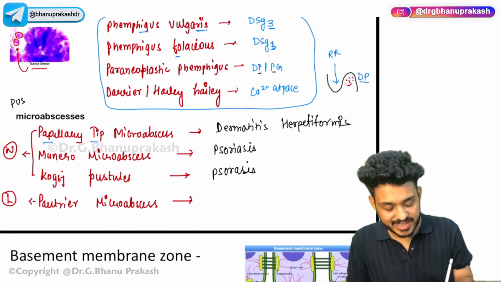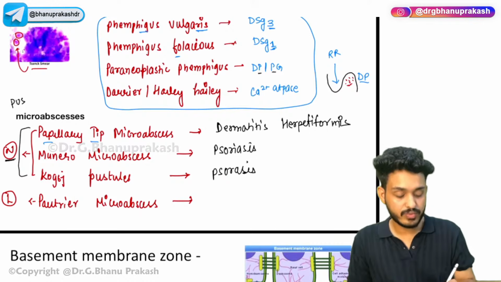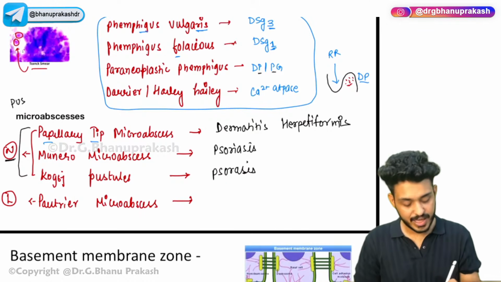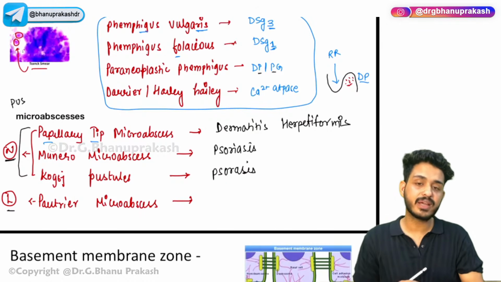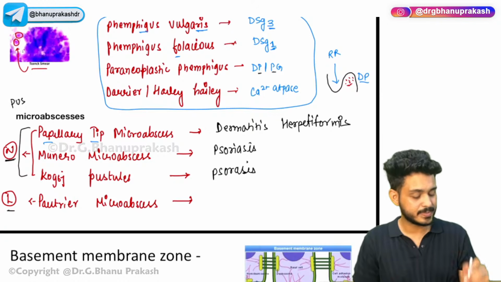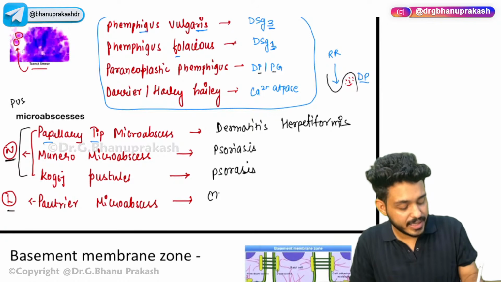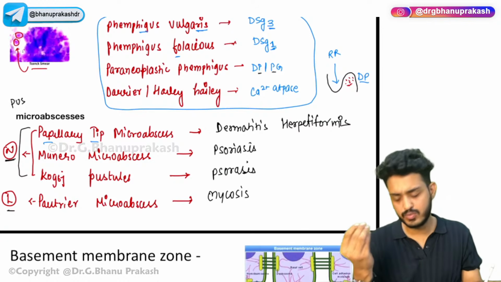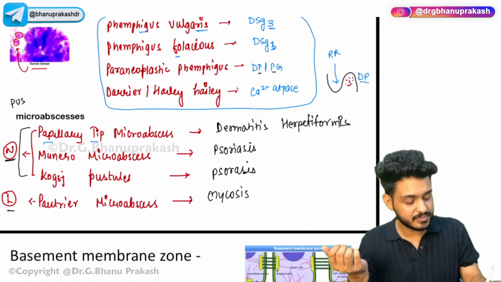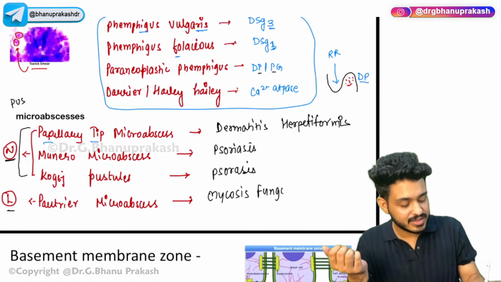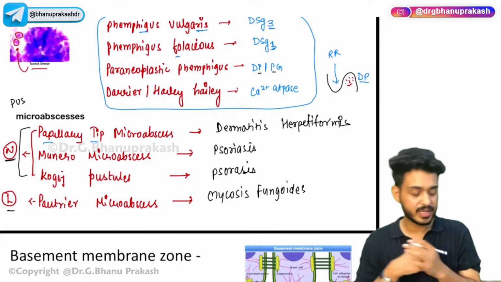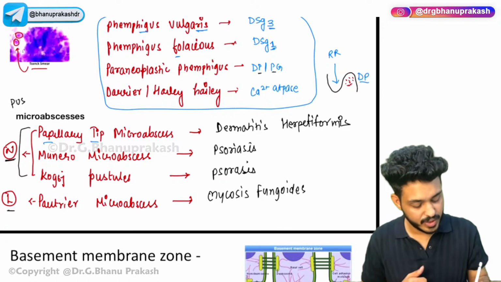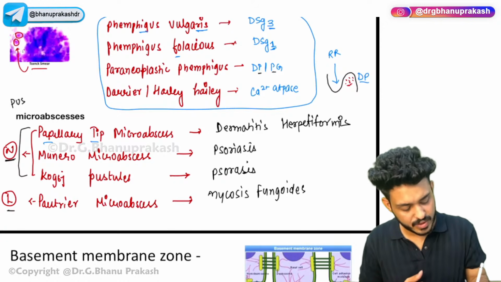Remember, guys, all these three microabscesses are neutrophilic microabscesses, okay. This one is your lymphocytic microabscess, that is Pautrier's microabscess. It is seen in mycosis fungoides. Can you see mycosis fungoides? Which fungus is causing this particular thing? Can anyone answer? Mycosis fungoides, it's due to which fungus?